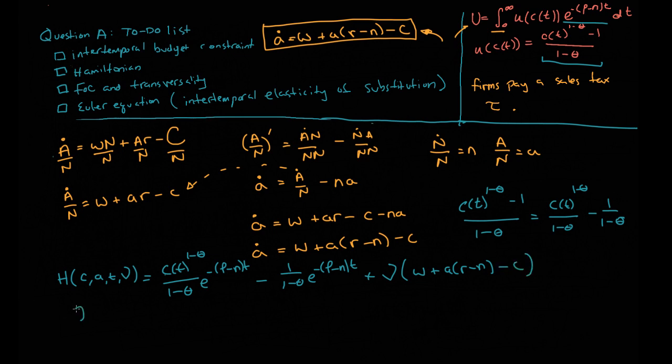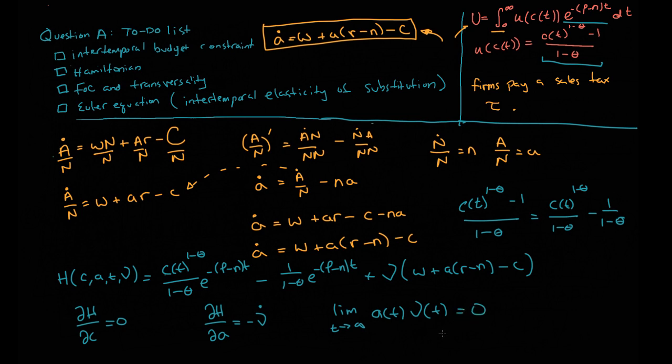And the first order conditions are always the same. We need one for consumption, that will equal 0. And we need one for assets, and that will equal minus nu dot. And the transversality condition, as always, is that as time goes on forever, we will not leave anything behind after our dynasty is dead.